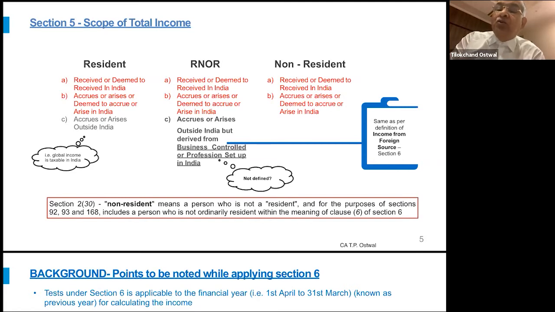Sections 92, that is transfer pricing provisions, 93, control companies provision, and section 163, person to be regarded as an agent of a foreign entity, are also applicable only to the resident and not to not ordinary resident. And therefore, this benefit to that extent is available to the person.